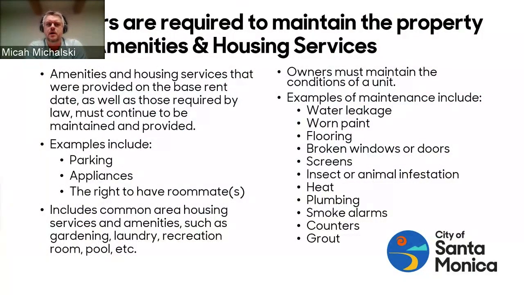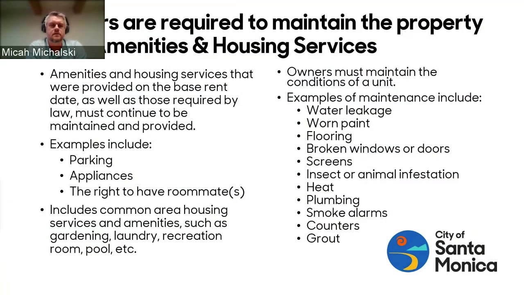Owners are required to maintain the property, base amenities, and housing services. So amenities and housing services that were provided on the base rent date. Remember, that's either for those that moved in before January 1st of 1999, what came with the unit when it first came under rent control, what was being provided with the unit April 10th of 1978. That's what was registered. For tenants that moved in January 1st, 1999 and after, it's what came with the unit when the tenant first moved in. So what was typically included in the lease, or what you had when you moved in after that date.